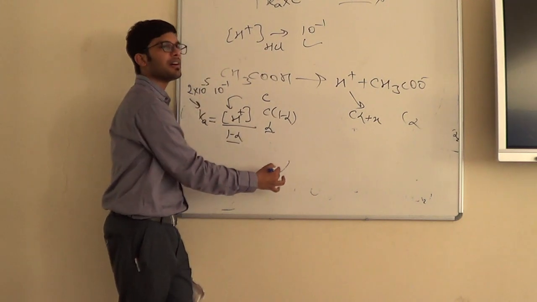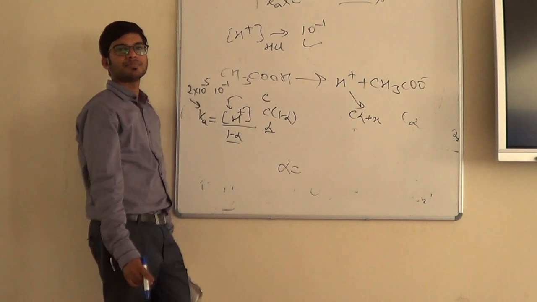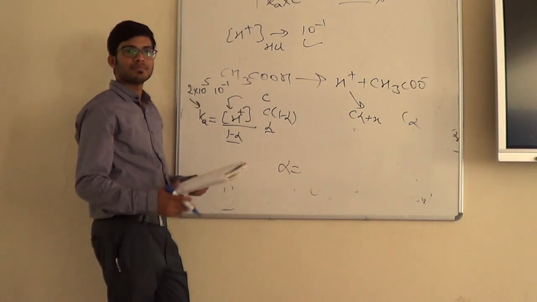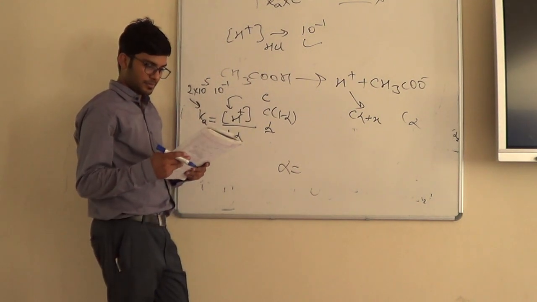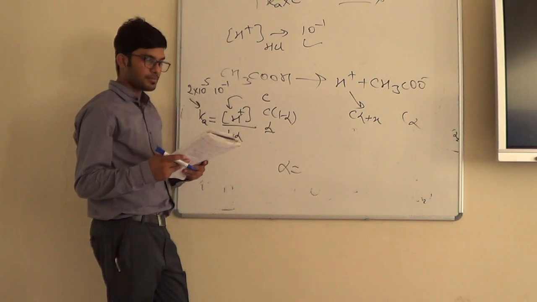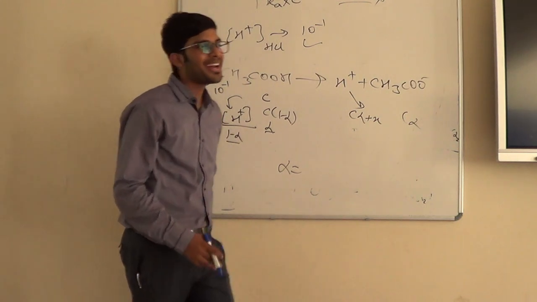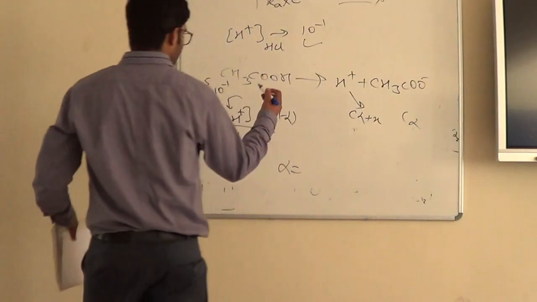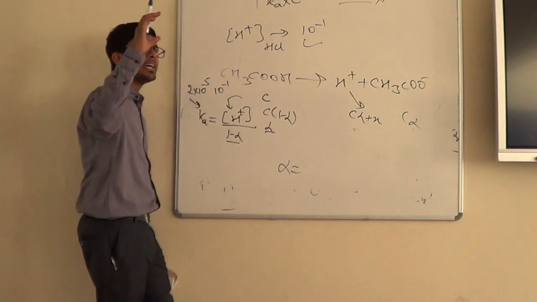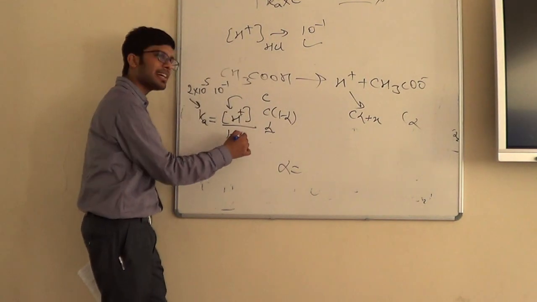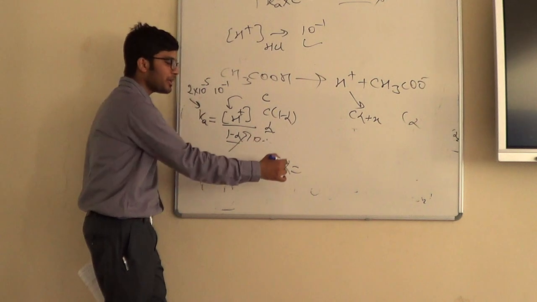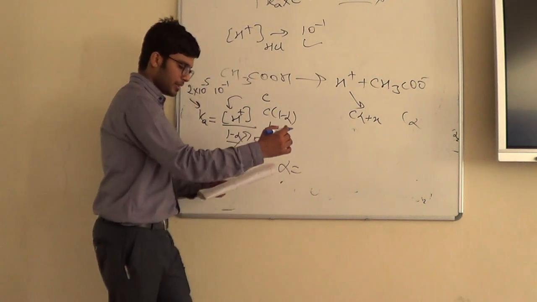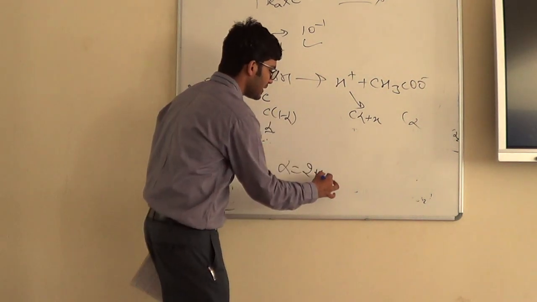Can you calculate alpha? We know that alpha is very less, so we will negate it in 1 minus alpha. What is alpha after negating? 2 into 10 to the power minus 4 is alpha.